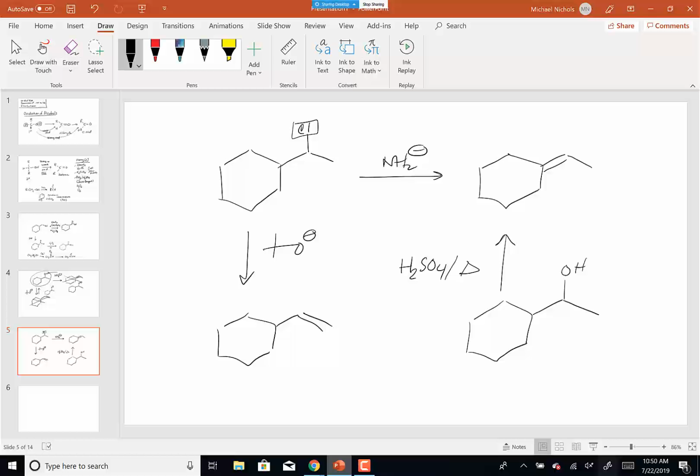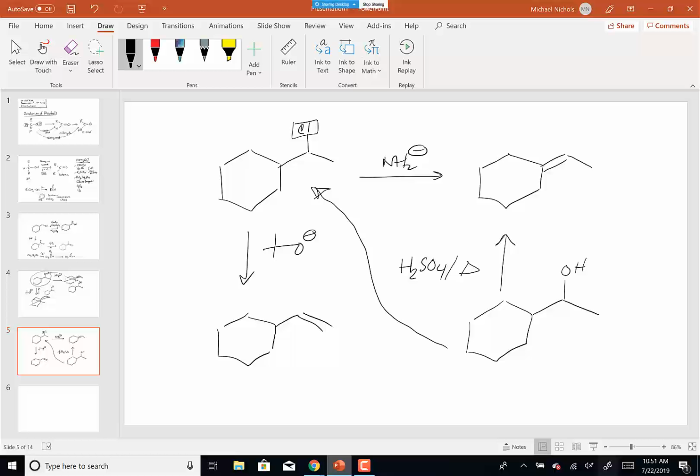So if I can convert an alcohol to an alkyl halide, then I can use potassium tertiary butoxide or the NH2 minus and choose my alkene, but I've got to turn an OH into a halogen. So how do I do that? I want to do a substitution reaction. I want to substitute the OH with a halogen. So what should I do?